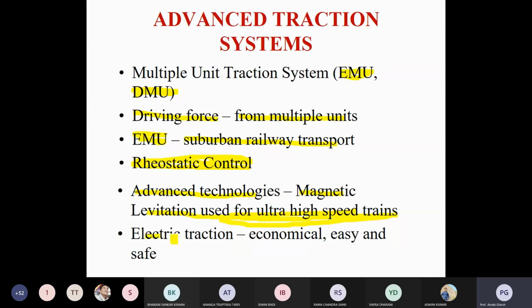Electric traction is economical, easy, and safe. Most important is safety. When designing any system, how much safety you can provide is the factor of safety. That safety factor will be tested in a standard lab, then you will get approval for public transportation. Why is it economical? Electrical appliances are comparatively economical, and their control is comparatively easy and cost efficient.